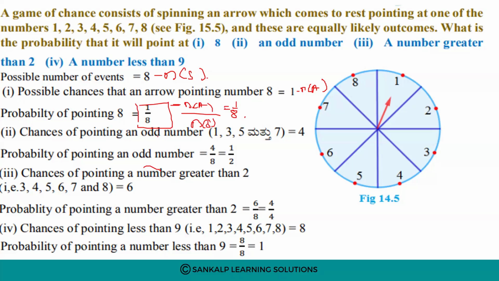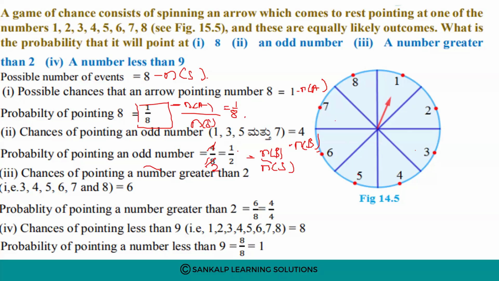Chances of pointing an odd number. Here, how many odd numbers are there? 1, 3, 5, and 7, right? So the total number of odd numbers is 4. I will consider that as n of B. So the probability of pointing an odd number is n of B divided by n of S. So 4 divided by 8, that is, 4 ones are 4, 4 twos are 8. So 1 divided by 2.